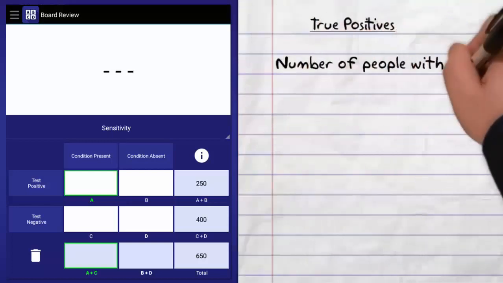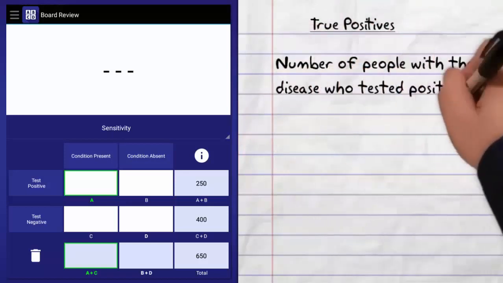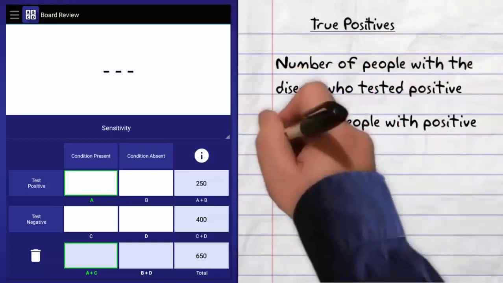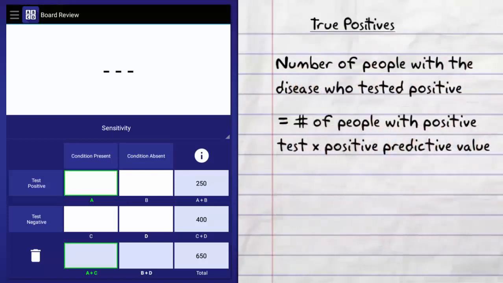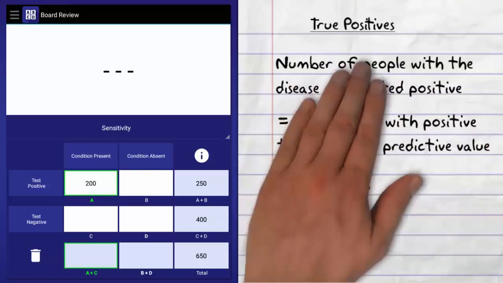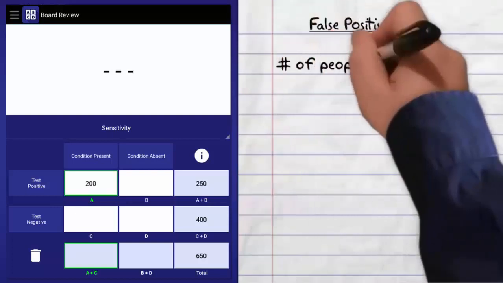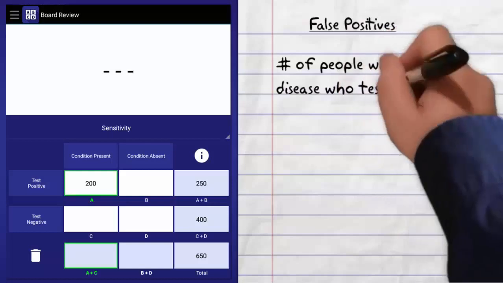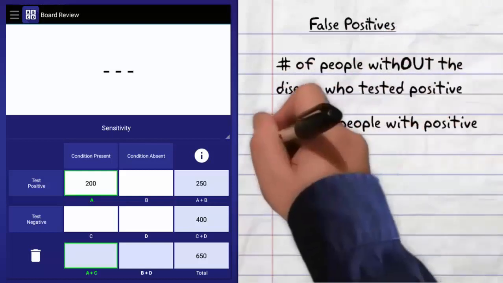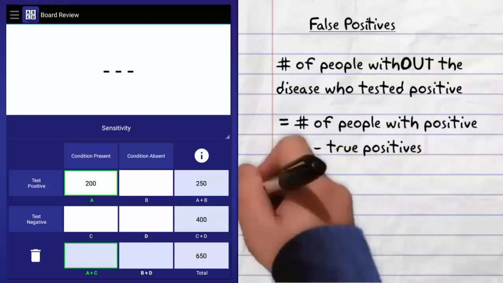The number of people with an infection who tested positive can be calculated by multiplying the number of people with a positive test, 250, by the positive predictive value, 80%. To calculate the number of false positives, simply subtract the number of true positives, 200, from the total number of positive tests, 250.